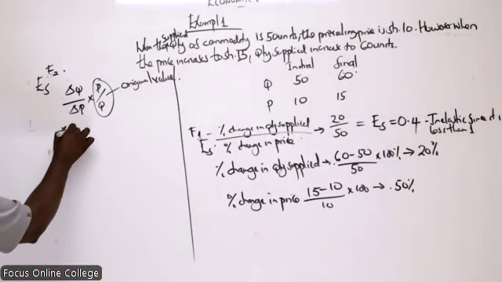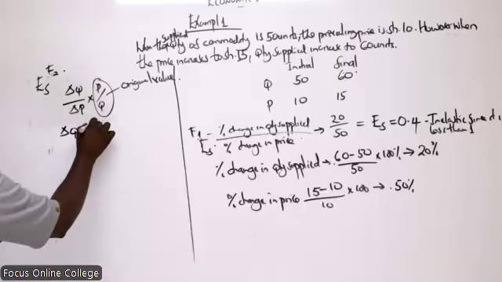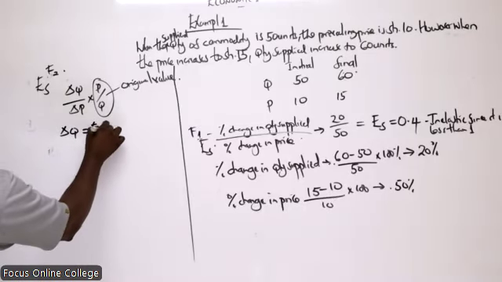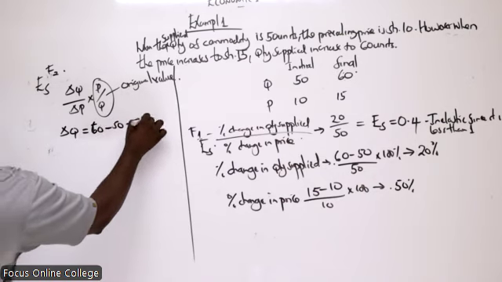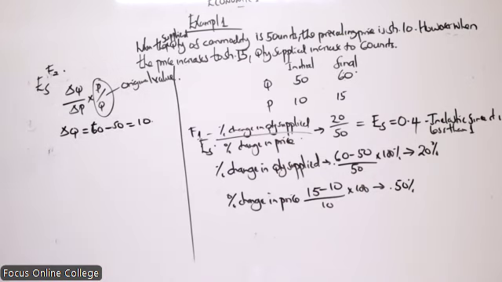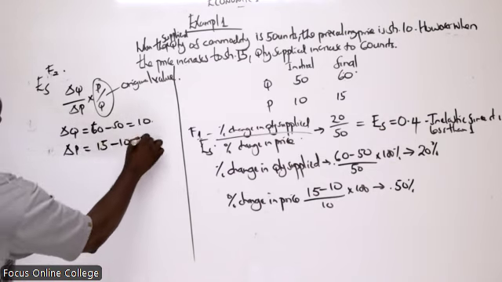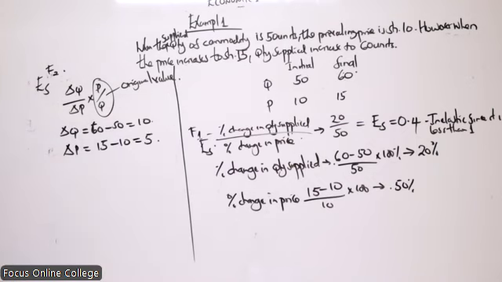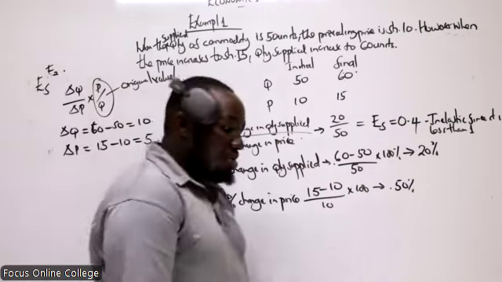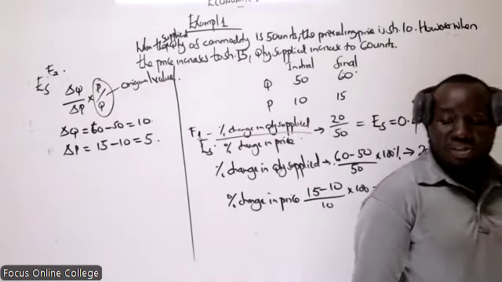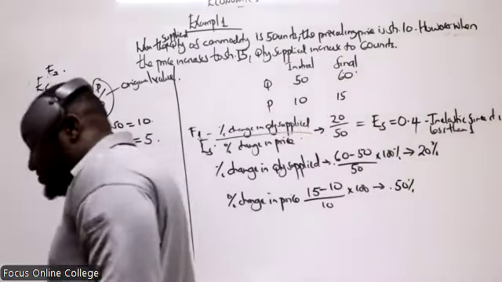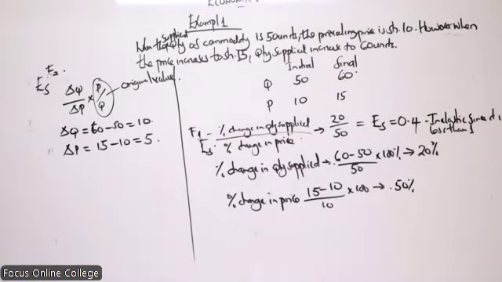So I can get change in Q, which is the final Q, 60, minus the initial, which gives me 10. Then change in P, the final P is 15 minus 10. That gives me 5. Are you able to see those figures perfectly well?